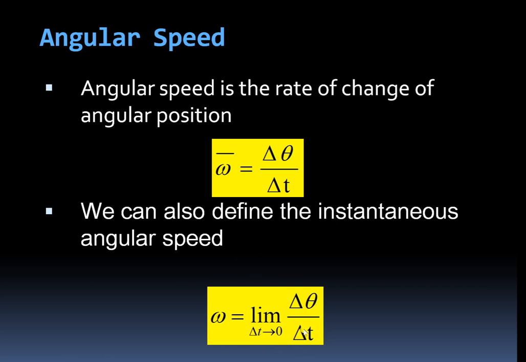Remember that. It is very important to understand that when we consider a very small interval of time, we use the limit. So the limit indicates a very small interval of time. That is nothing but the instantaneous angular speed.